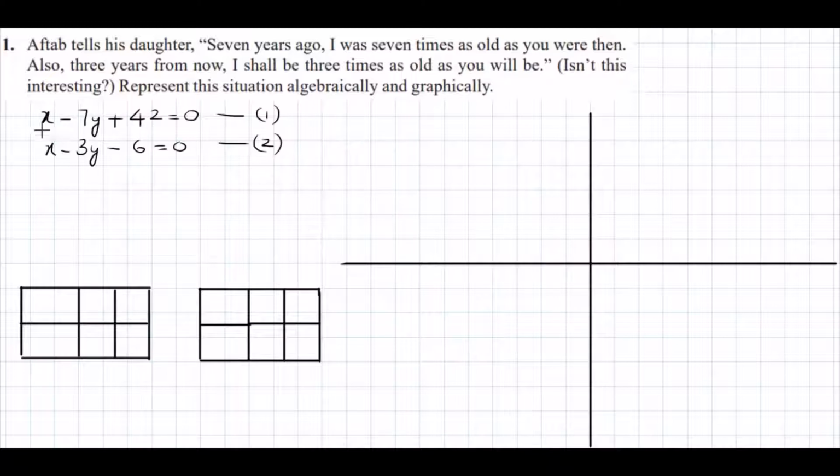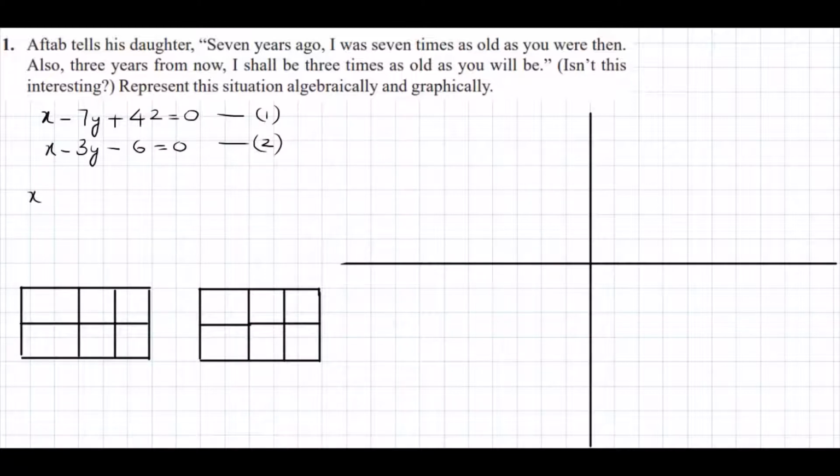To plot the graph, you have to get the x and y coordinates. That is the solution for this linear equation. You know, infinitely many solutions are possible for a linear equation in two variables. So try to get 2 or 3 solutions. First, rearrange and write y in terms of x for the first equation. That is, x minus 7y plus 42 equal to 0.